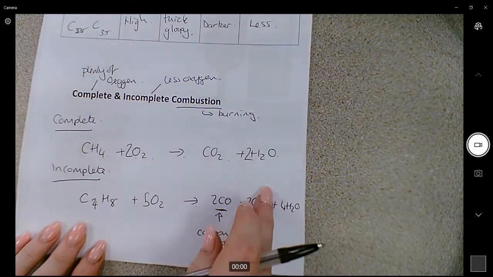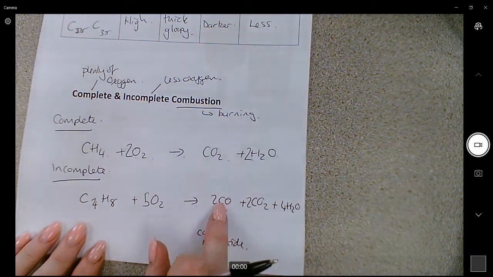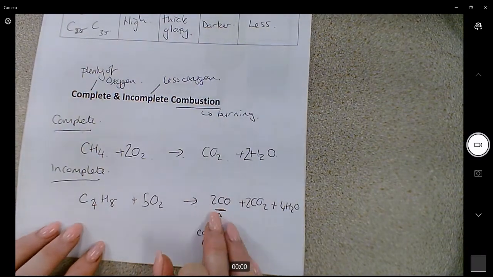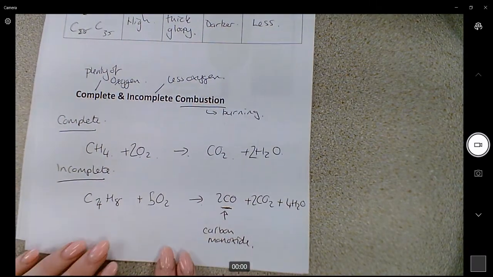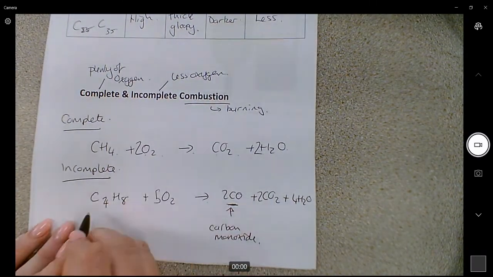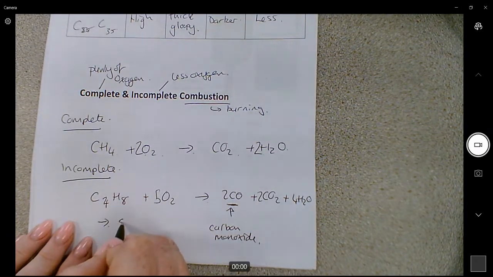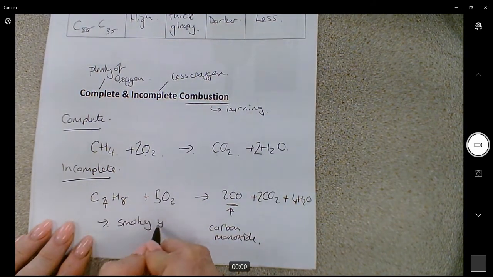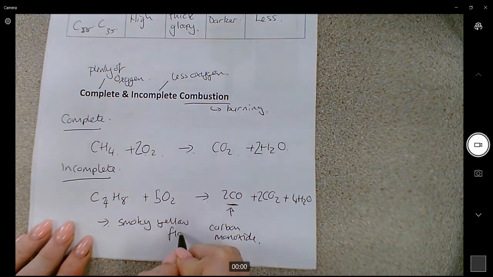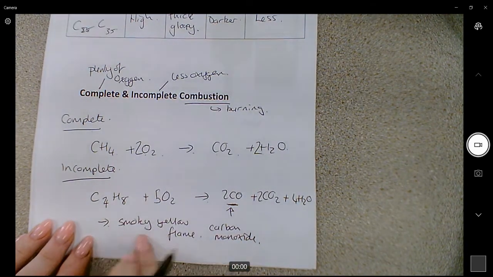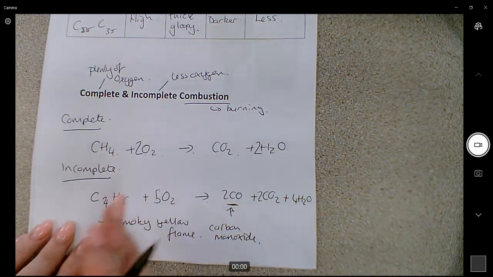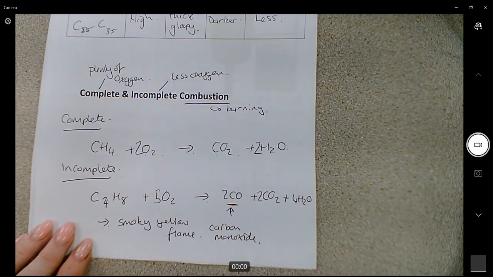And you may go on to know a little bit more about that. So, for example, it's toxic. It can basically stop red blood cells from carrying oxygen. Now, in incomplete combustion, you generally get a smoky yellow flame. And that's how you know it is, in fact, incomplete combustion from an experiment point of view.